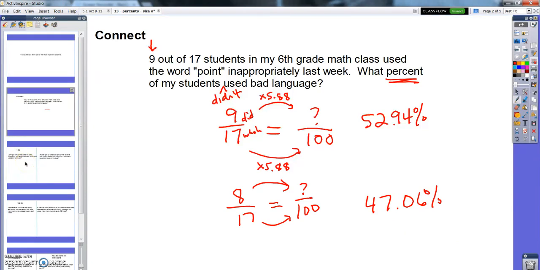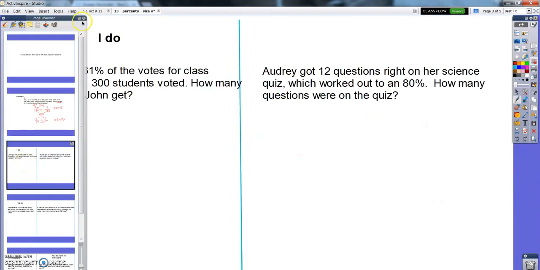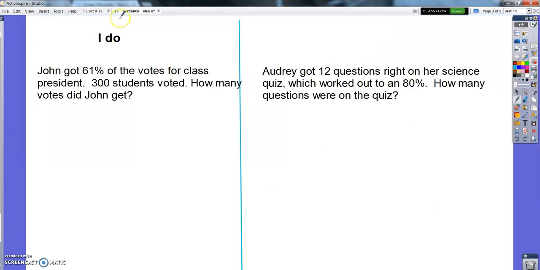All right, so today, rather than finding the percent, I'm going to give you the percent in the problem, 61%, and you're going to either have to find the part or the whole of the group. So let's do an example. Let's just work it out. So John got 61% of the votes for class president. 300 students voted. How many votes did John get?